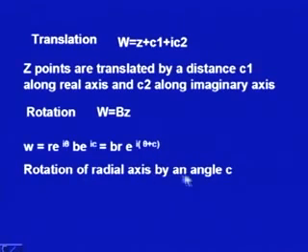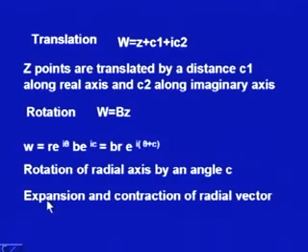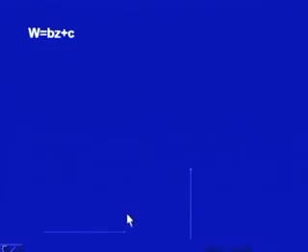So rotation of radial axis by an angle c will occur under this transformation, and the radial vector becomes br. It will be expanded or contracted depending upon the magnitude of b. If b is greater than 1, then capital R will be greater than r, so it is expansion, and if b is less than 1, then capital R will be contracted.